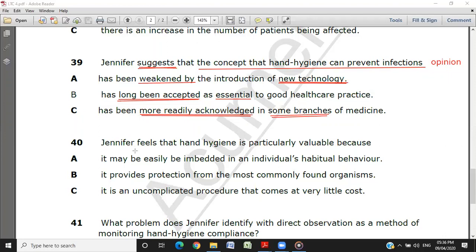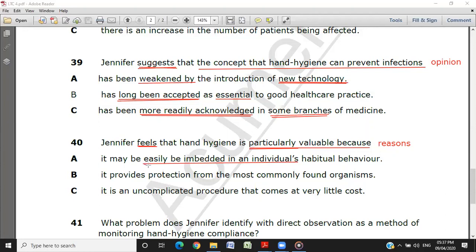Then the next one: Jennifer feels. So again, her opinion that hand hygiene is particularly valuable because. So here I have to listen for the reasons why she thinks it is helpful. So here she might talk about the benefits of hand hygiene, right? And what is the particular benefit of it? So it can be easily embedded in an individual's behavior, easily.